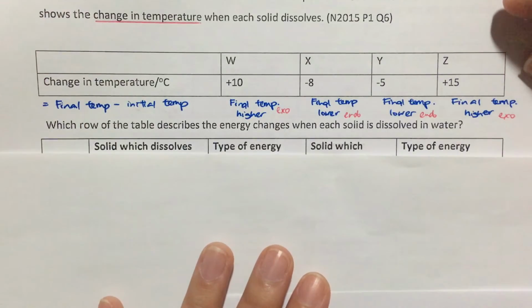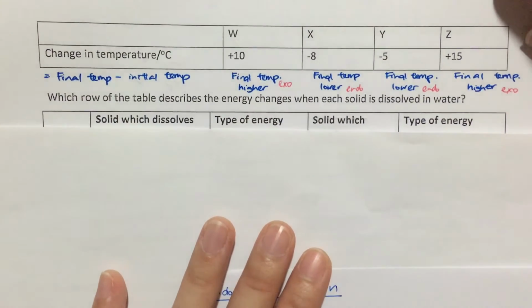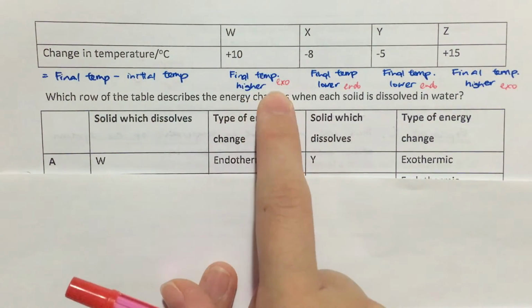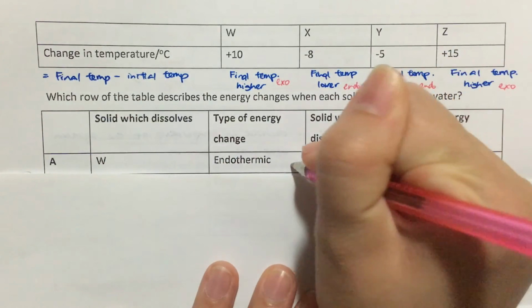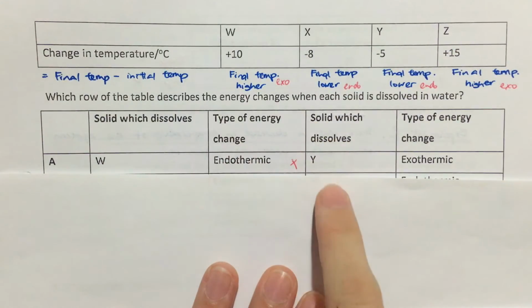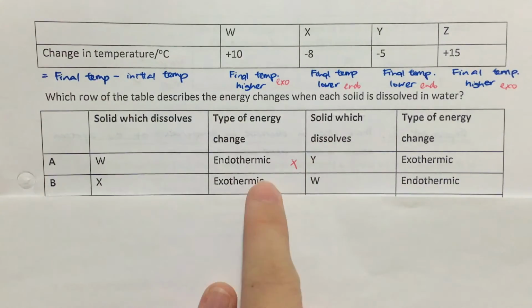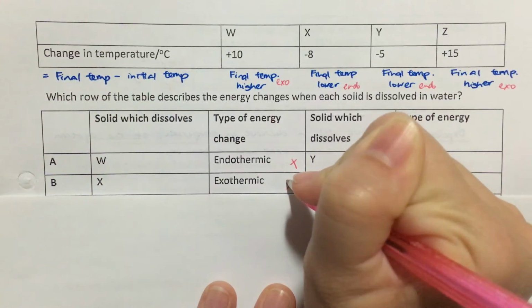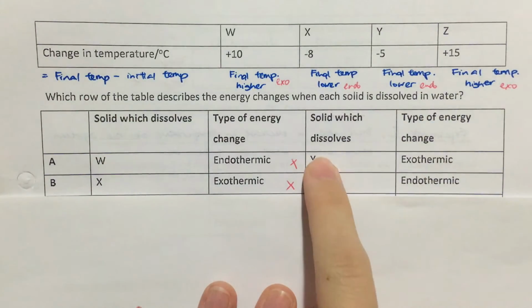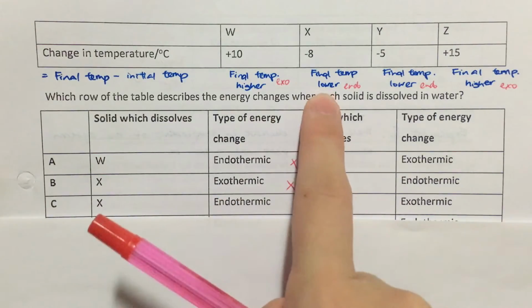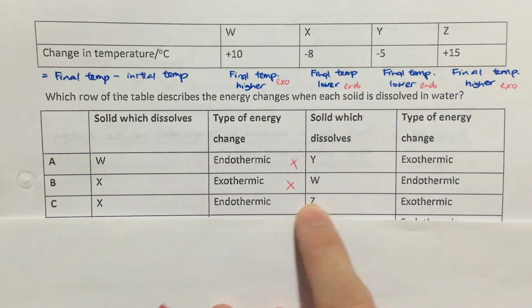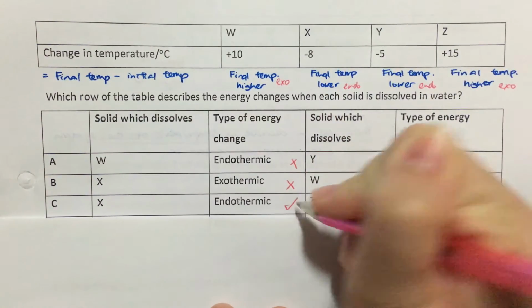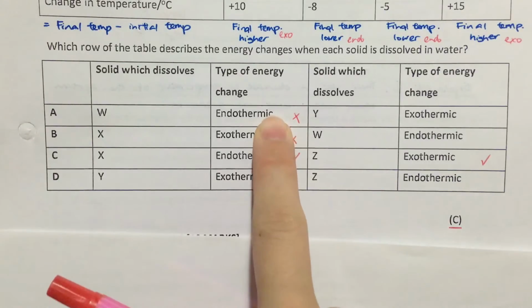It says which row of the table describes the energy changes. Okay, so let's see. W, exo. So this is wrong. X, exo. Wrong. X, endo. Yes, endo. How about Z? Z, exo. Yes. So this is the one that is correct. Okay, so therefore, your answer is C.